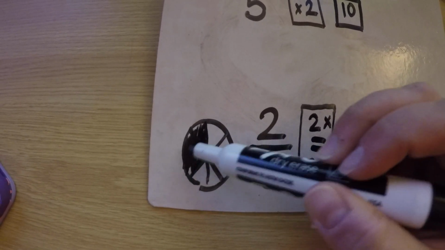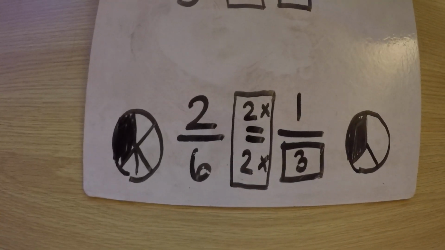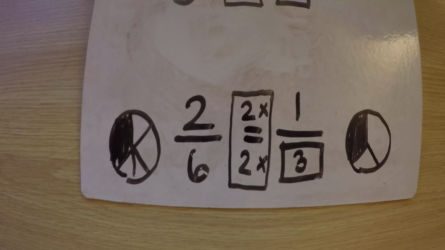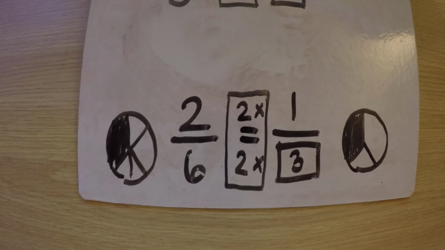2/6. We can notice from both of our models that they are shaded equivalently. So 2/6 is equal to 1/3.